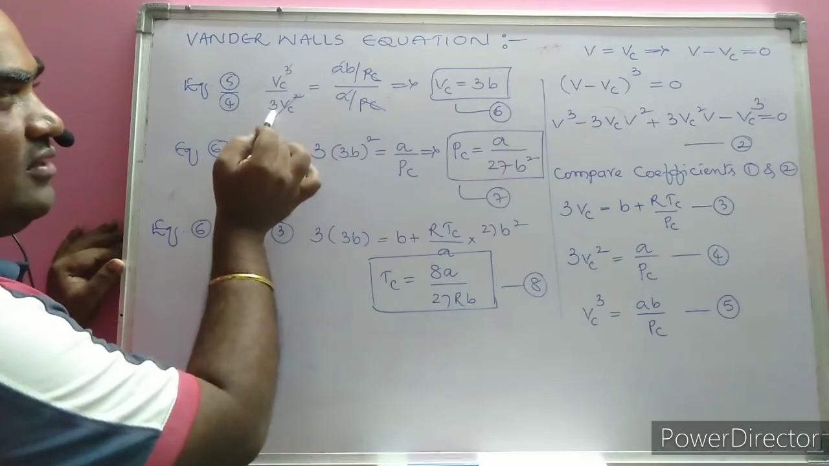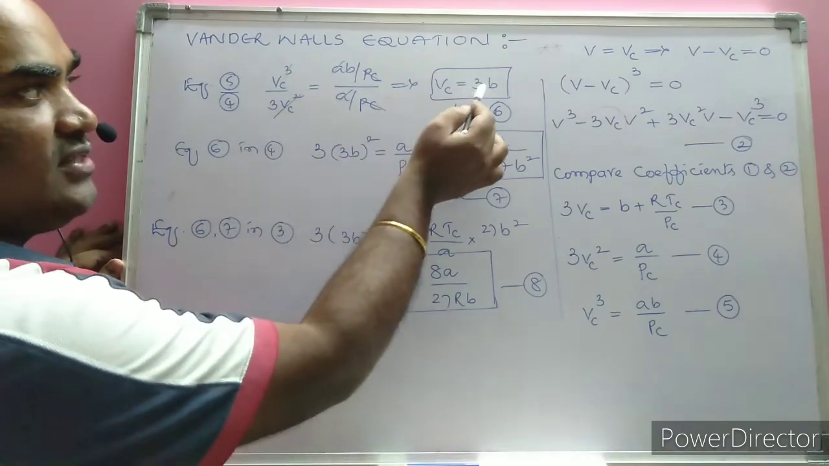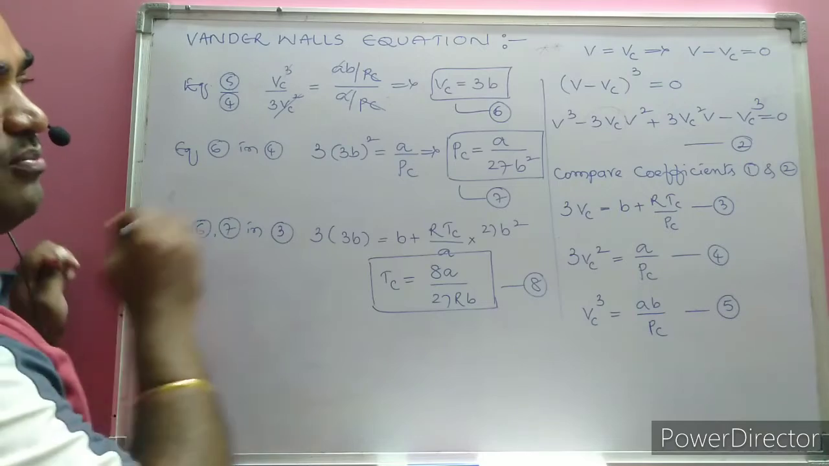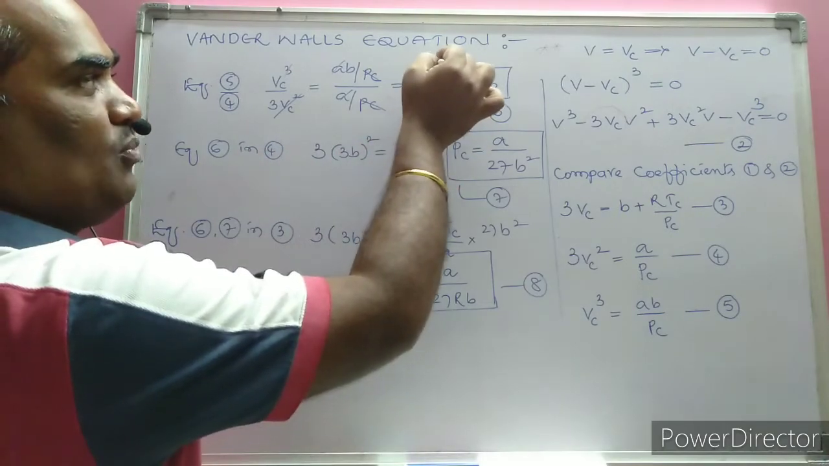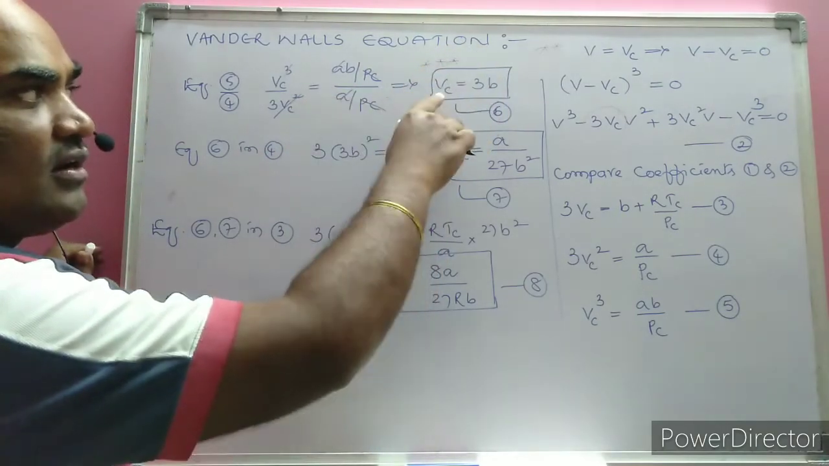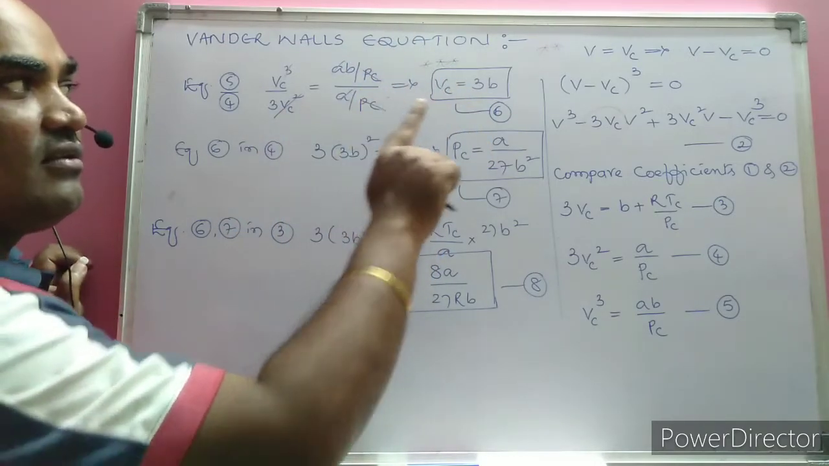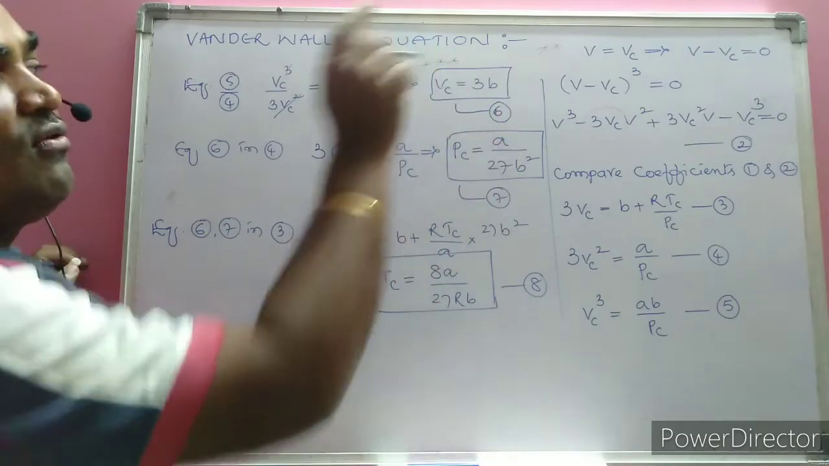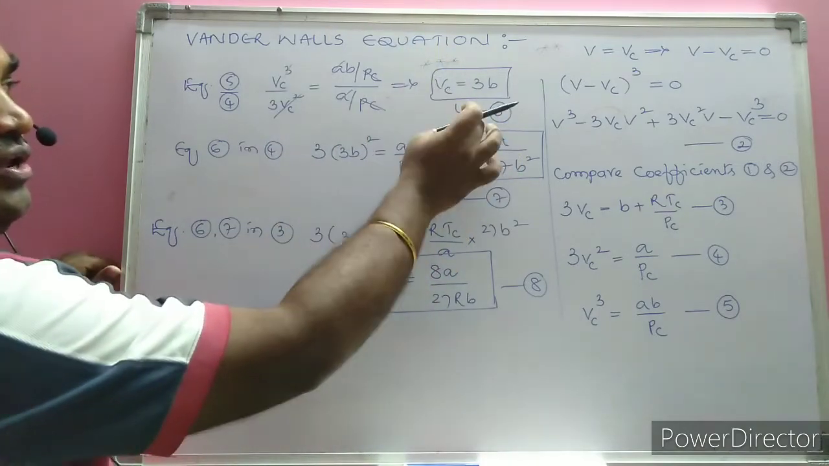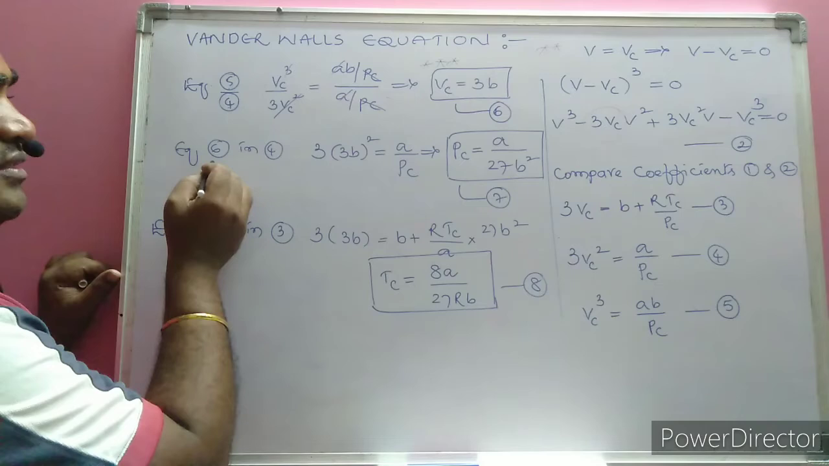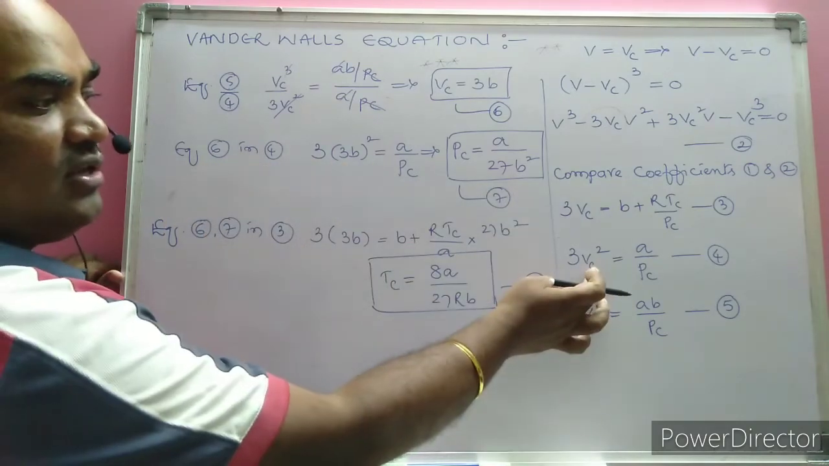That's Vc cube by 3Vc square. On solving, Vc is equal to 3b. Very important one. What is it implying? The critical volume of the gas is 3 times the volume correction factor. Let it be equation number 6. Equation 6 is substituted in the fourth equation.